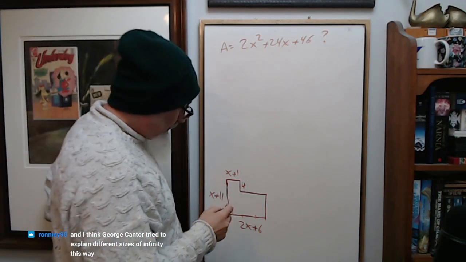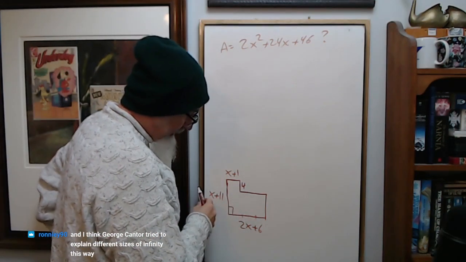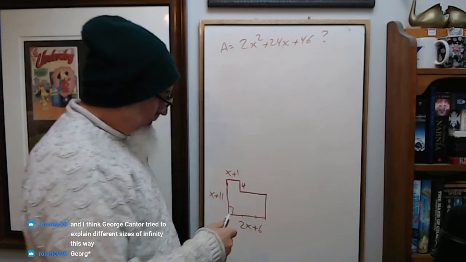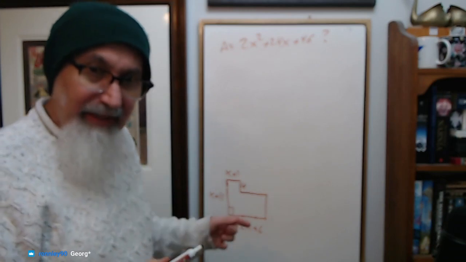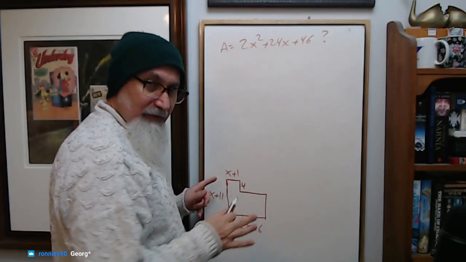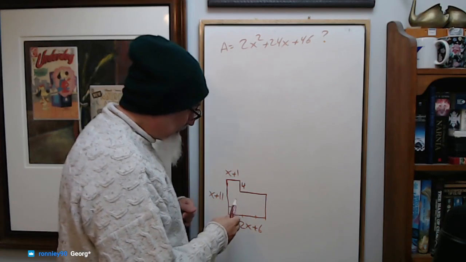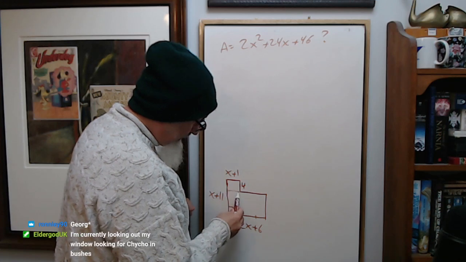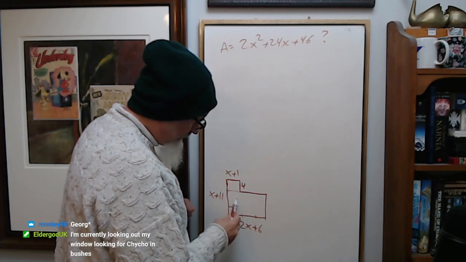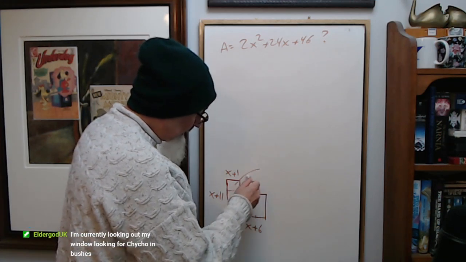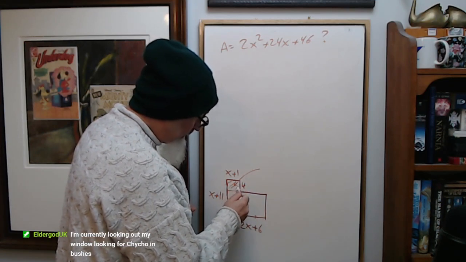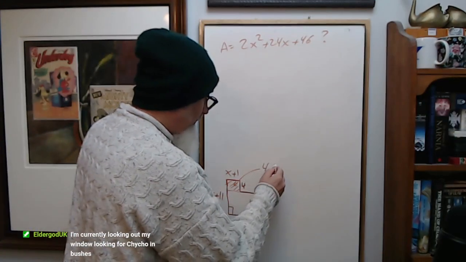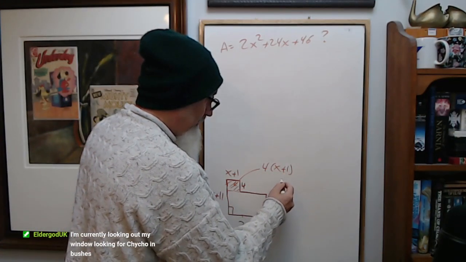So what we need to do is break this thing up, right? We don't even need this length and this length, because this shape is made up of two different shapes together. What we can do is cut this into A and B. So the area of this shape here is going to be length times width, which is 4 times x plus 1.